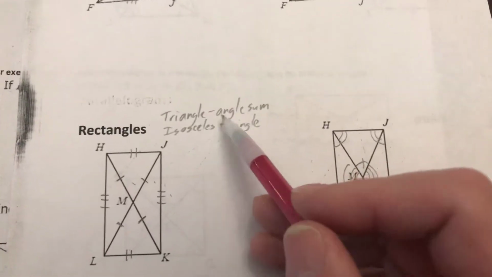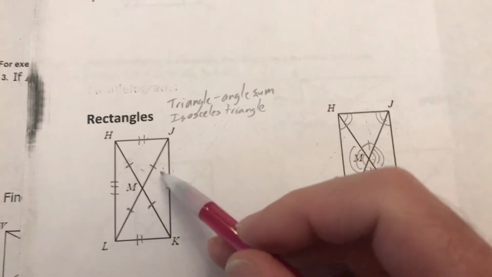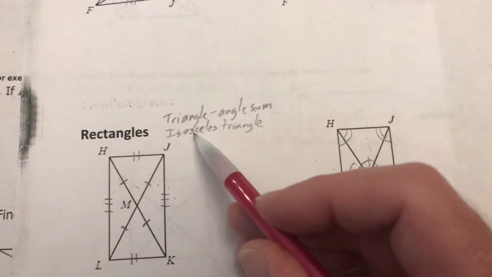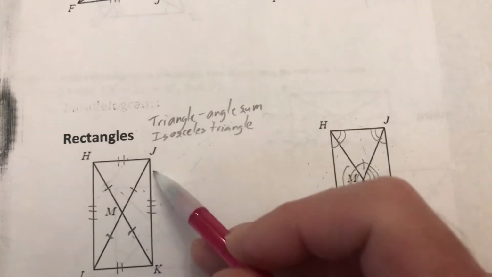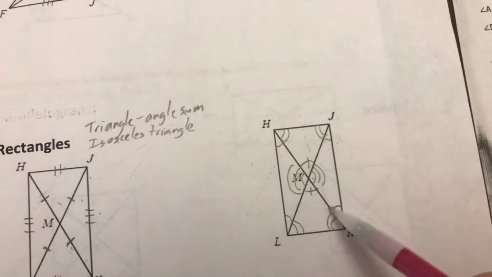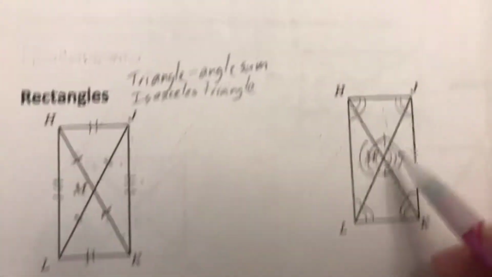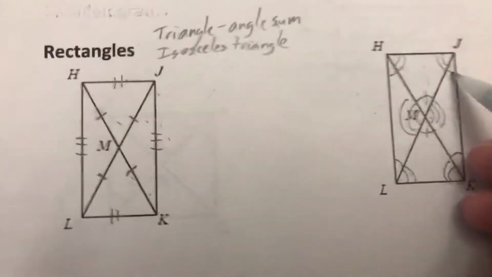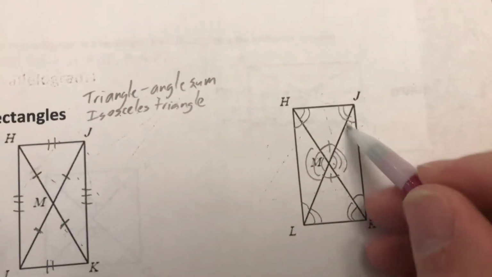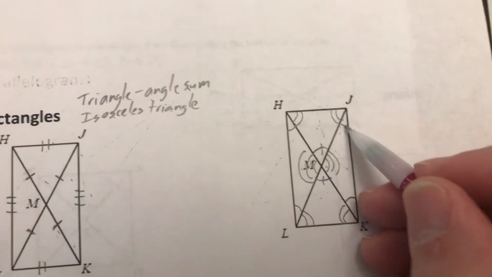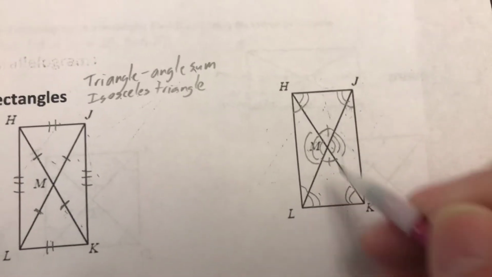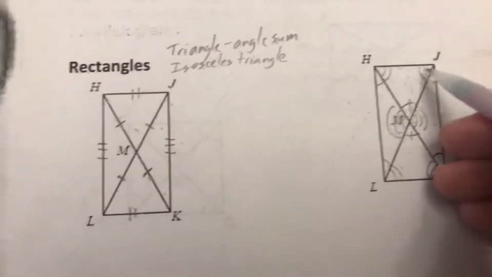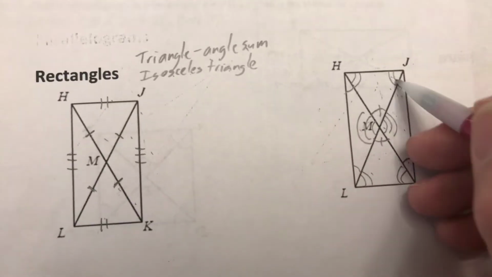So we might use the triangle angle sum theorem, which means all 3 angles add up to 180, or we might use the isosceles triangle theorem, which means that if 2 sides are congruent, the 2 angles opposite the sides are congruent. And I've marked the angles over here. So these 2 angles will be on each triangle. As you can see, there's 4 triangles in the middle, so the 2 angles on each triangle are going to be congruent to each other. Those 2 will be congruent to each other, those 2 and those 2, but the angles on opposite triangles will be different.